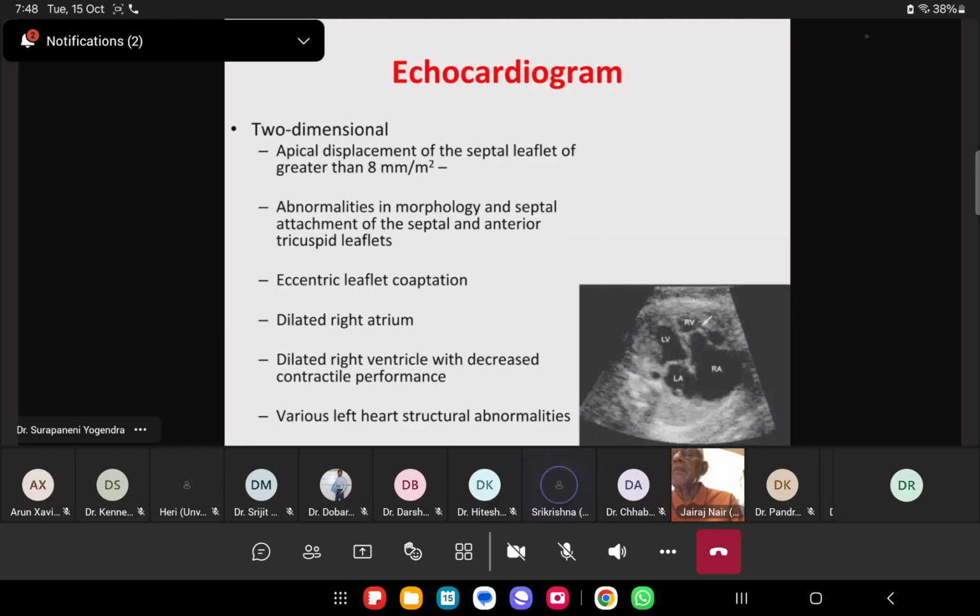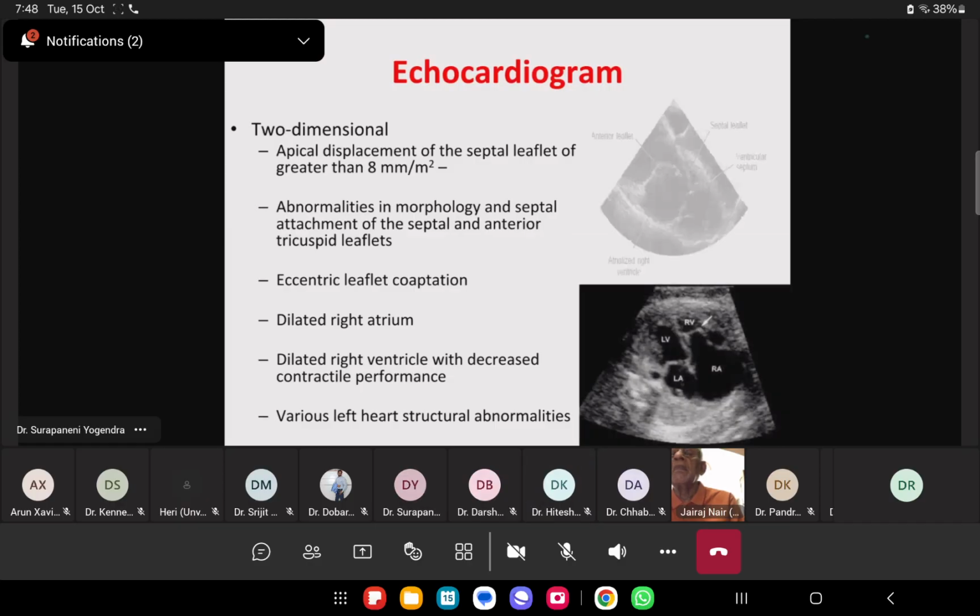So the diagram at the corner shows subcostal view, apical four chamber view with dilated RA and atrialized right ventricle. The other one is this subcostal view showing right atrium and right ventricle with atrialized portion of the right.